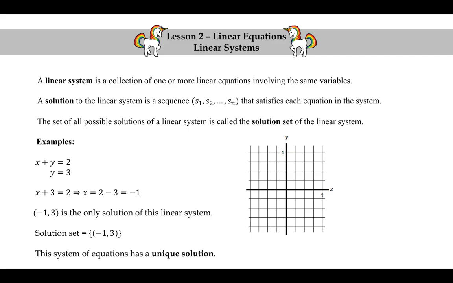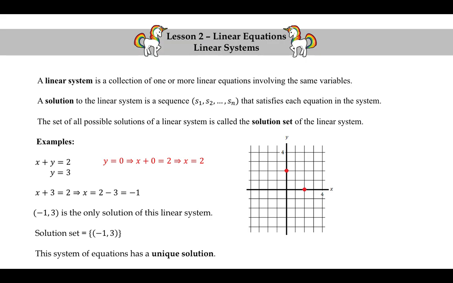Let's start with the y-intercept. We'll set x equal to 0 so that we get 0 plus y equals 2, or equivalently y equals 2. So the point (0, 2) is on the graph of the first equation. Let's also find the x-intercept by setting y equal to 0. So we get x plus 0 equals 2, or x equals 2, so that the point (2, 0) is also on the graph of the first equation.